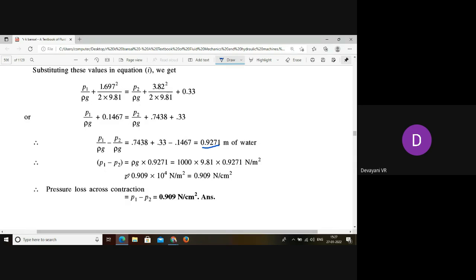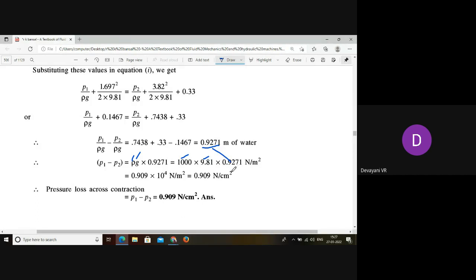But in the problem, they asked to calculate only the pressure loss. The pressure loss will be P1 minus P2 only. Isn't it? The pressure loss will be P1 minus P2. So that divided by rho g will go to the right side, then it will be rho g into 0.9271. We know rho is the mass density of water, the value 1000 kg per meter cube, and g is 9.81, into 0.9271 Newton per meter square.